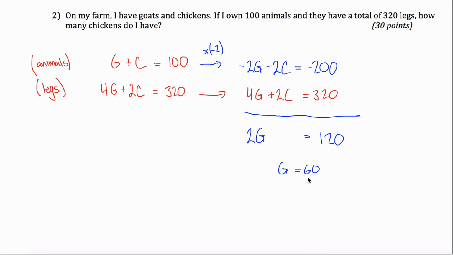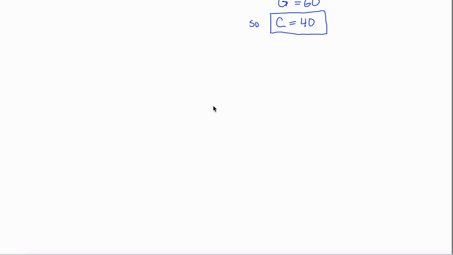But if I have 60 goats, and I know that I have a total of 100 animals, I can say that I must have 40 chickens. If you don't like jumping from here to here, you could take this g equals 60 and plug it back into either of these two equations, whichever makes you happy, and solve for c. But I think in this case it's fairly obvious that if you have 60 goats and 100 total animals and the rest of them are chickens, well, you must have 40 chickens. So my answer would be c equals 40. And I guess that's the end of this quiz.